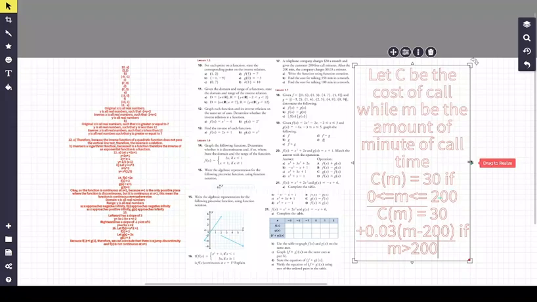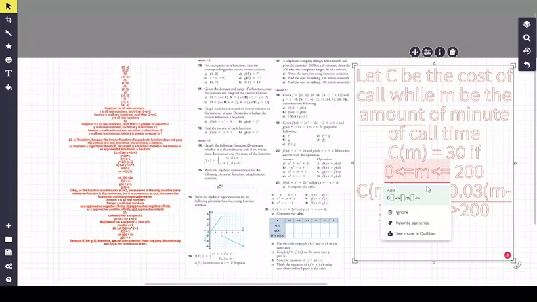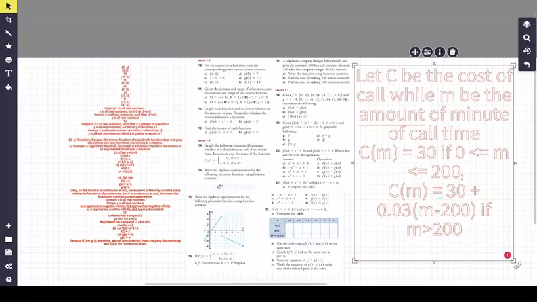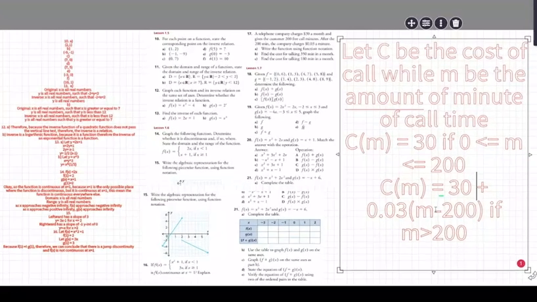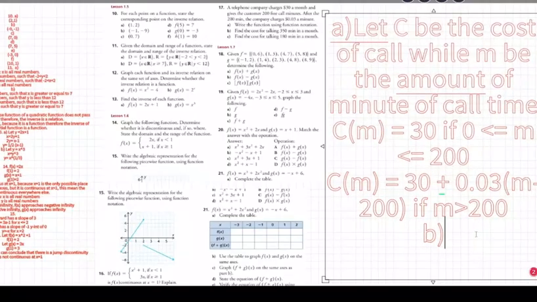Okay, so this kind of makes sense. So let's explain it. It's going to be a constant cost of only 30 bucks if our call time is within the range of 0 and 200 minutes. And as our M gets above 200, we want to add to the $30 the quantity M minus 200. So every minute above 200, we will have to calculate using 3 cents per minute. Let's go ahead and move on to B.